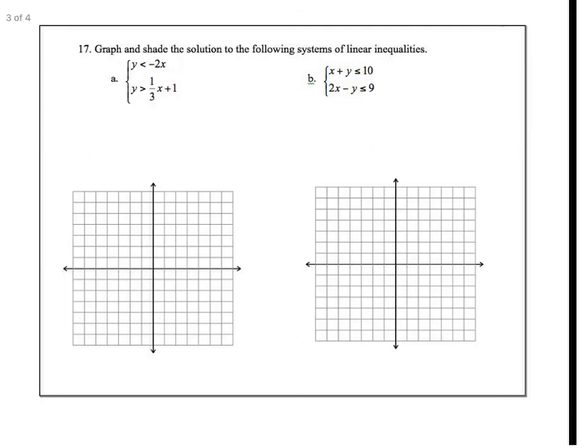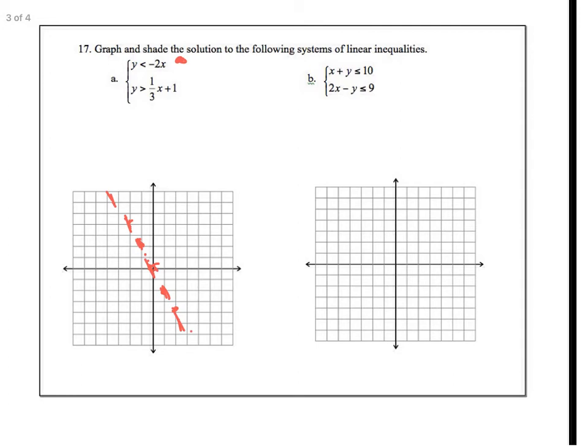For the next one, it says graph and shade the solution to the following systems of linear inequalities. So y is less than or equal to negative 2x. So for that one, my y-intercept must be 0. So I'm going to do that one in pink. So it goes through 0, and then I have a slope of negative 2. So I'm going down 2 over 1. So I draw that in. It is just less than, so it's going to be a dotted line. So yours will be a little straighter than mine on my iPad, but you get the idea. It's going to be dashed.